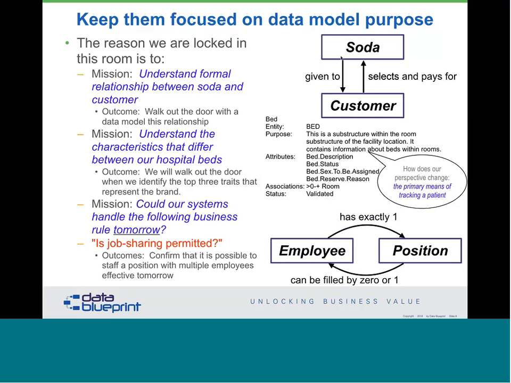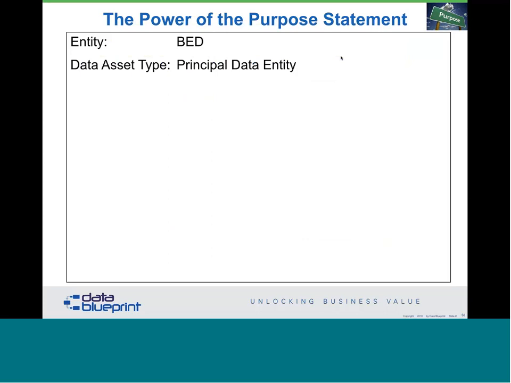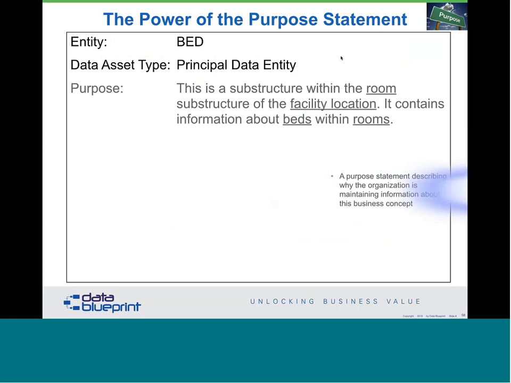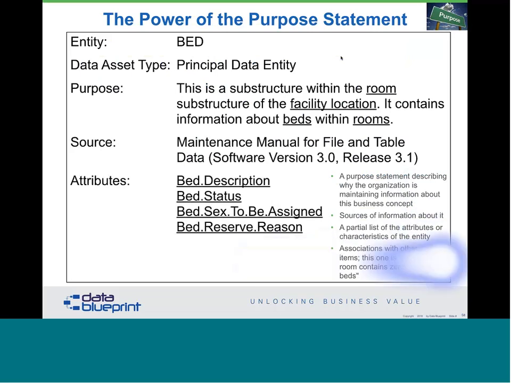All of this leads to an understanding. If you're just doing definitions, you're missing out on the ability to add a lot of contextual information to your models. So here's a real example that we did from the Veterans Administration system. Yes, that big old system that they've got out there. We put in place a purpose statement describing why the organization is maintaining that concept. We got the sources of information. We got the partial list of attributes that are in there and associations with other attributes.